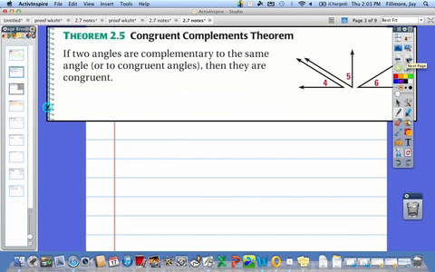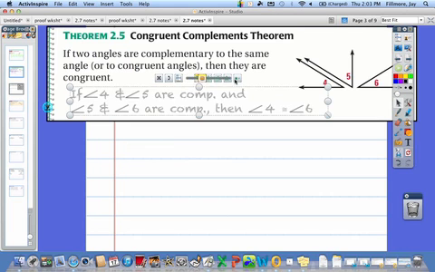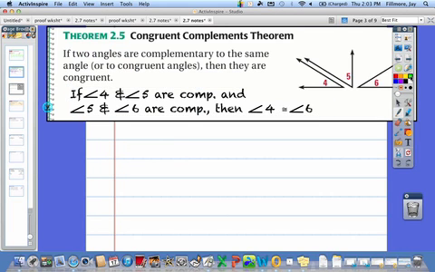Theorem 2.5 is the same thing, except we're talking about complementary angles. So if 4 is complementary to 5 and 6 is complementary to 5, then they're congruent to each other. And again, it looks like the transitive property. 4 and 5 are complementary. 5 and 6 are complementary. Cut out the 5's. 4 and 6 should be congruent to each other. Excuse me. So that's congruent complements. Just like congruent supplements, except we're dealing with complementary angles, which sum to 90, not supplementary angles, which sum to 180. We don't use these theorems very often in this class, but on occasion they might pop up, so it's good just to be exposed to them.